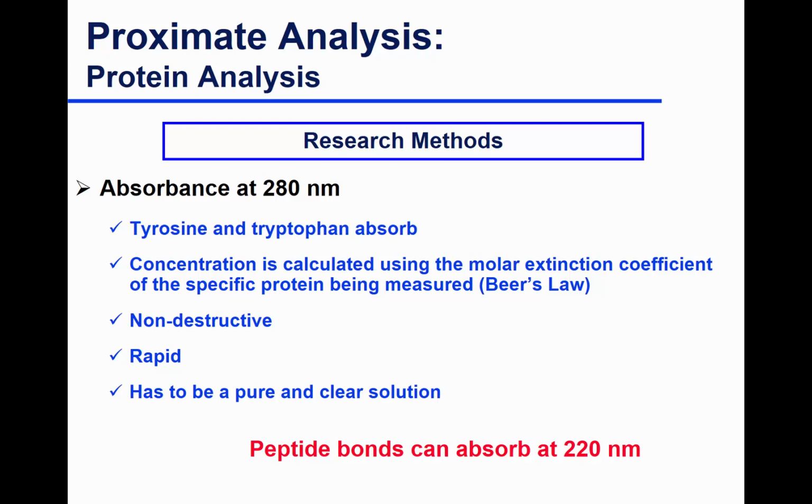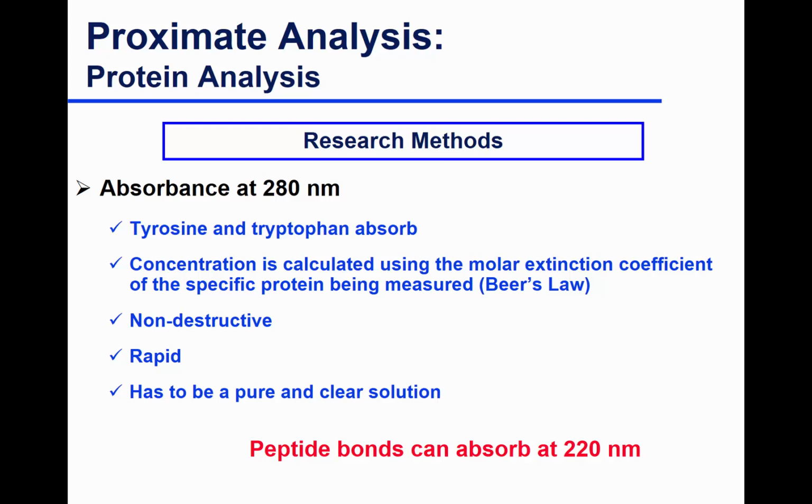It does follow Beer's law. We still have to do calibration. Again, bovine serum albumin is another very common standard used, but because different proteins might have different concentrations of tyrosine and tryptophan, it would be ideal if you can get the protein standard that is very similar to the protein that you are measuring. If that is a possibility, then that would be great.